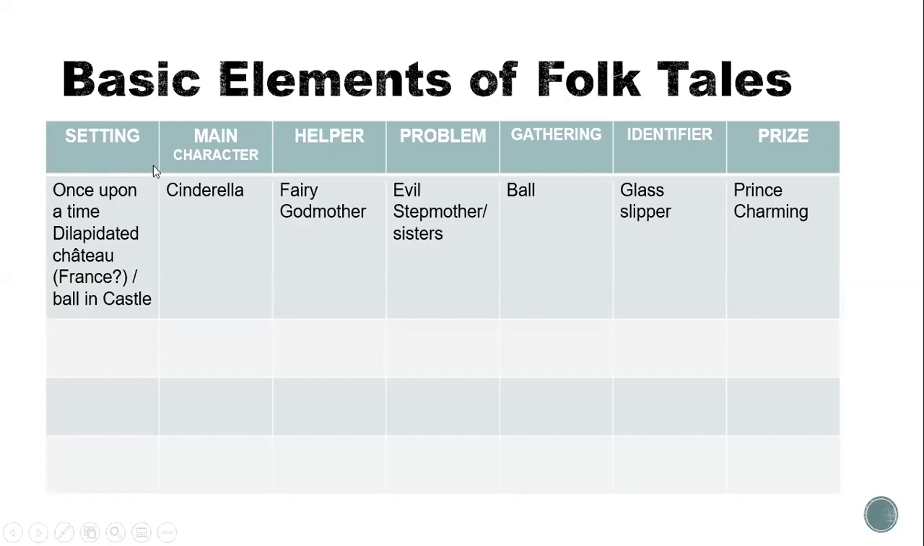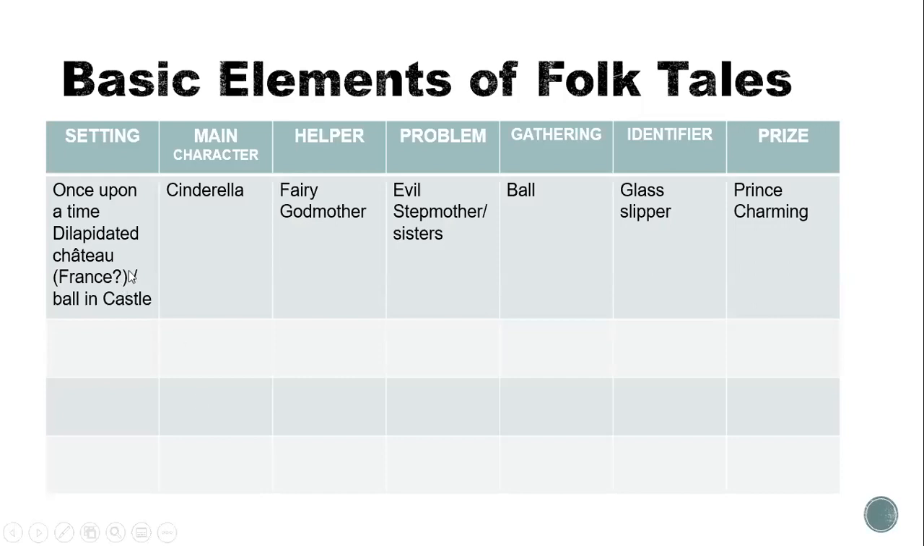So you have setting, you have to say something about the main character, the main helper. What's the problem actually? Where's the big gathering which leads to the love? What's the identifier? How does the lover know who the mystery girl is? And what's the prize she gets?